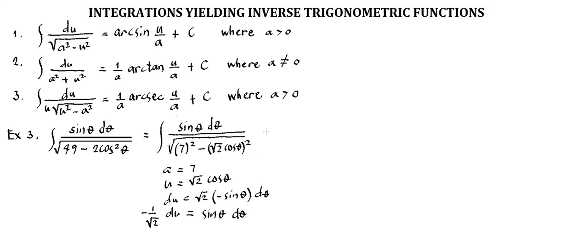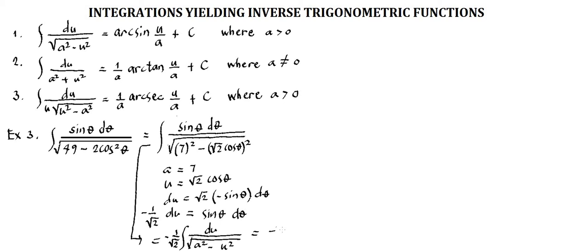Katapos nito, ating problem, susulat natin in terms of u. So, meron tayong integral sine theta d theta. But sine theta d theta equals sa negative 1 over square root of 2 du. So, yung negative 1 over square root of 2, labas natin ng integral sign, divided by, tapos meron tayong radical sign 7 squared. 7 equals sa a, kaya makakaroon tayo ng a squared, and then minus square root of 2 cosine of theta squared. But square root of 2 cosine theta equals u.